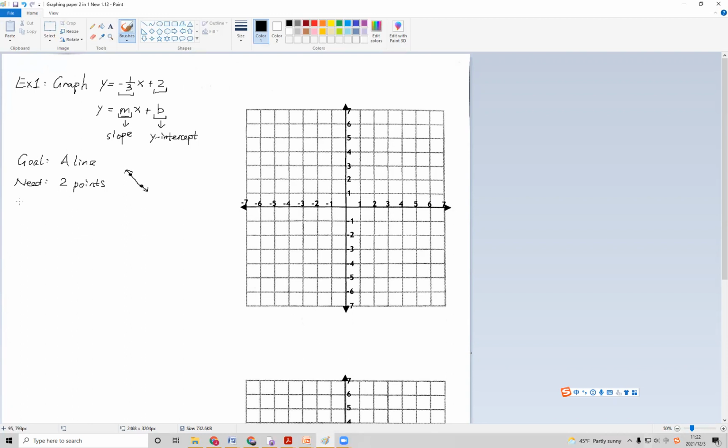Okay, my next question is a guided question. Can you locate 1 point using the y-intercept? Can you locate 1 point first using the y-intercept?